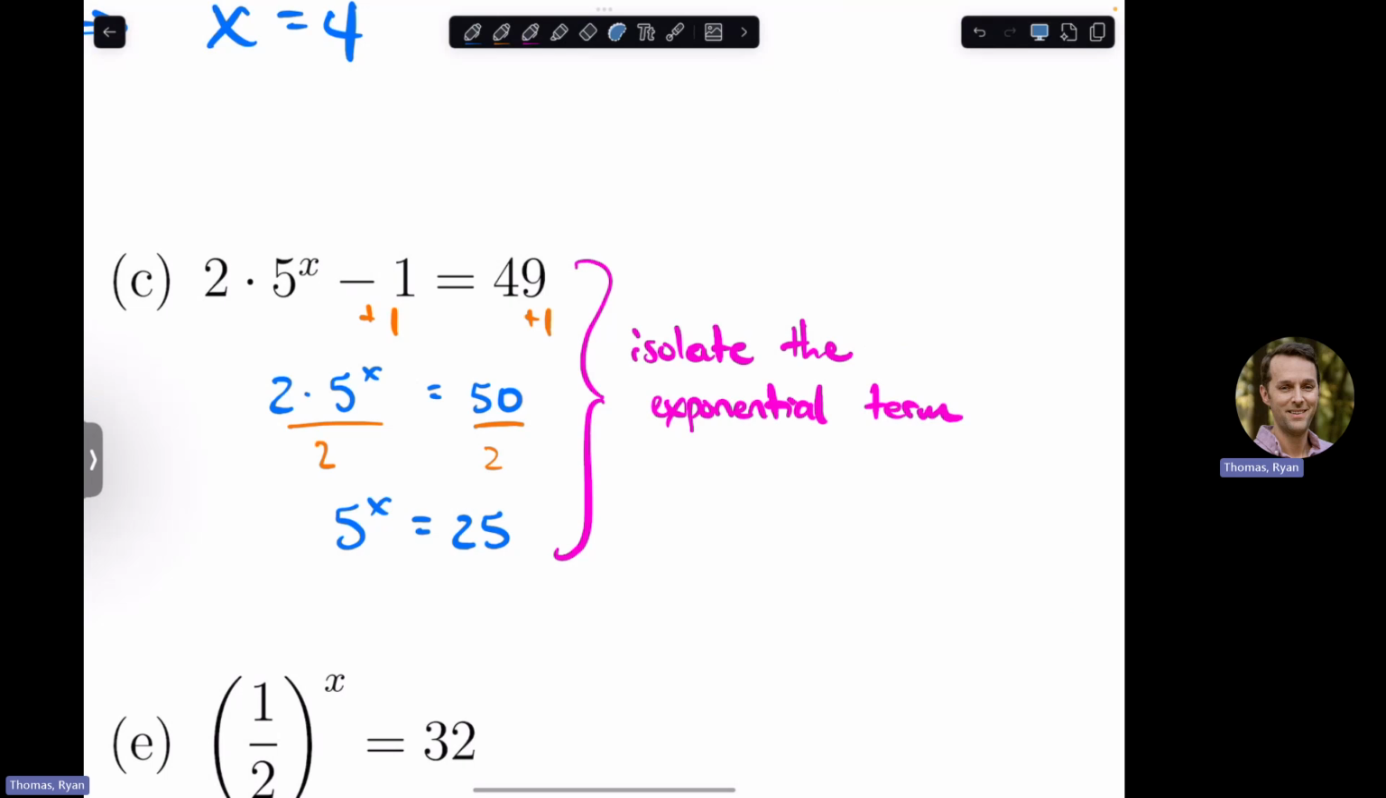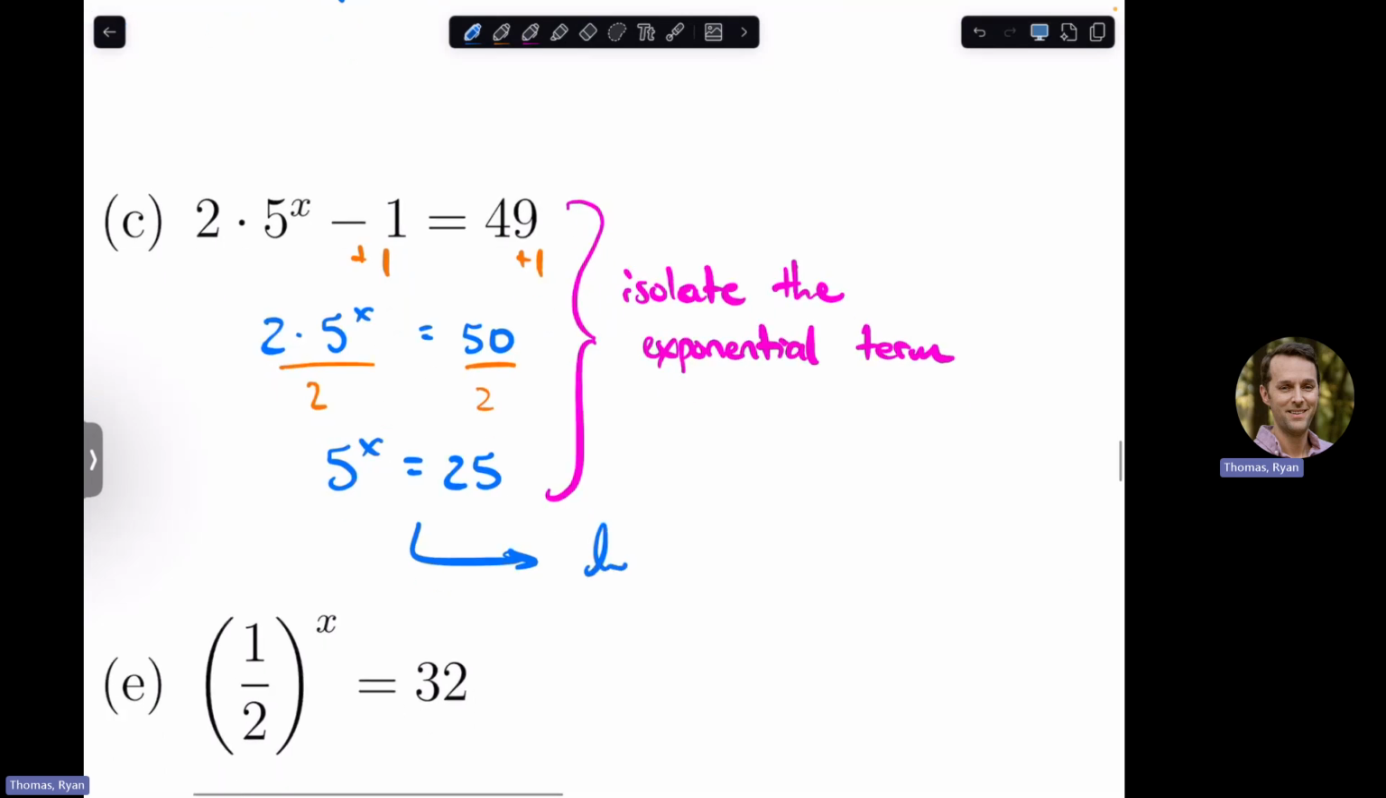5 to the x is 25, which means that x is 2, right? Which you can either get by inspection, right? By looking at it, that's 5 squared, or log base 5 of 25, which is 2.